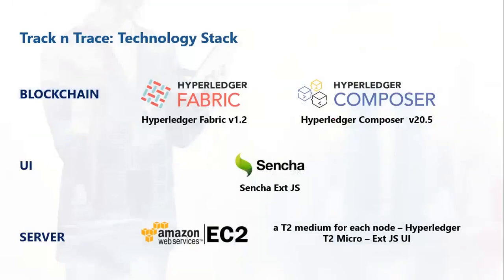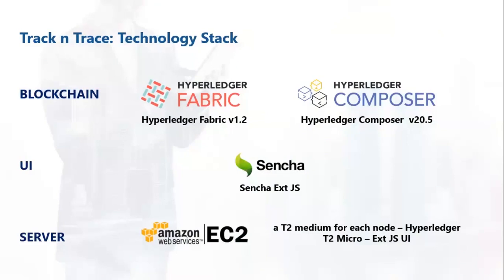We have Hyperledger Fabric version 1.2, Hyperledger Composer 0.20.5, and Sencha Ext JS for user interface deployment. Based on the minimum requirement for a Hyperledger Composer installation, a T2 medium was selected, and for the user interface, a T2 micro was used. Even AngularJS or any other front-end technology can be used.